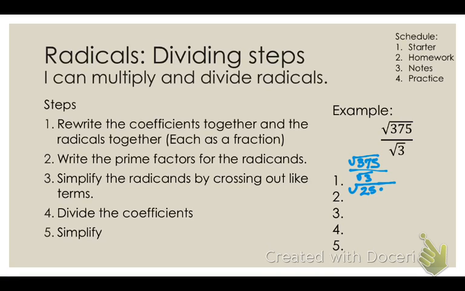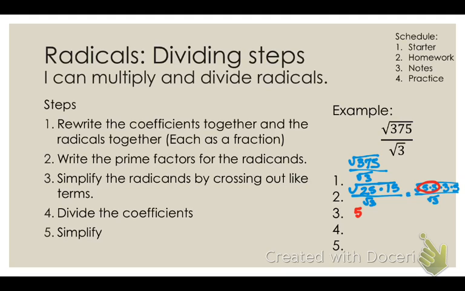25 times 15 is the number, so 25 times 15 will get me to that 375. So I know I can break a 25 into 5 times 5 and 15 into 3 times 5. So now I pull out any like terms. I try to simplify things down. So I know that 5 times 5 is 25. But I also know that the square root of 5 times 5 is just the whole number of 5.